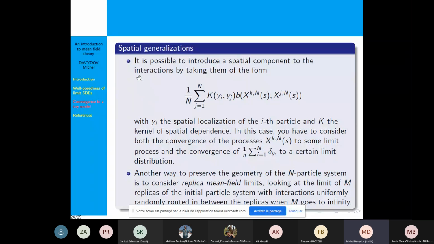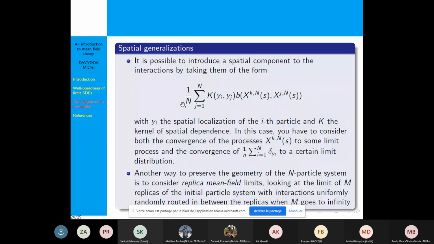So as I've mentioned, one of the problems with the mean fields is that you're forced to look at the limit with an infinite number of particles with weak interactions between all the particles. So if you're interested in the geometry of the model, you want to introduce some kind of spatial component to the interactions. So one way to do it is to introduce a kernel of spatial dependence in the term of interaction.